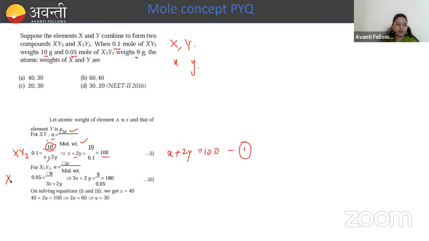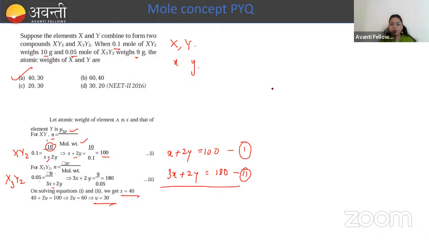Secondly, for X3Y2, 0.05 moles and weight 9 are given. You can calculate the molecular weight this way: 3 times X plus 2Y. So you get another equation, 3X plus 2Y equal to 180. This is equation number 2. Solve these equations and you will get X equal to 40 and Y equal to 30. So the correct option will be option A.